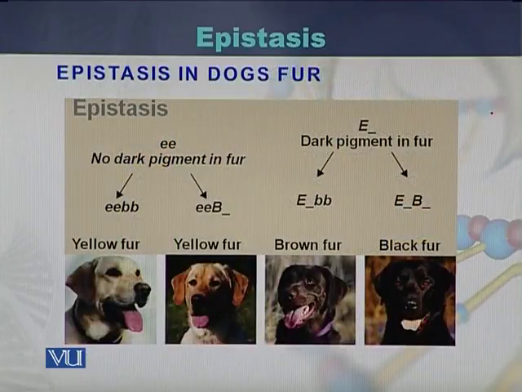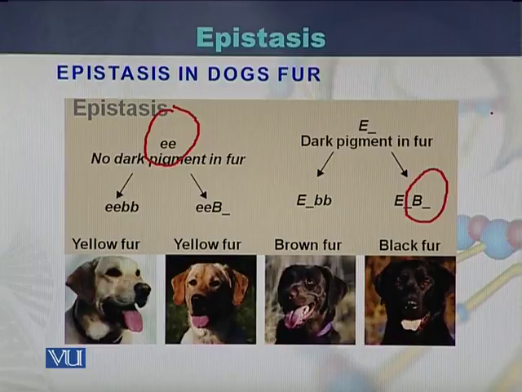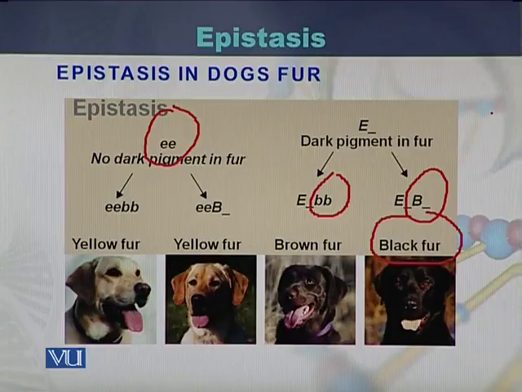Epistasis in dog's fur. There are two genes. One gene is in the recessive form, that is e, and the other gene can be dominant or recessive. If there is only the first gene's expression, like if that gene is dominant, the fur of the dogs will be black, and if that gene is recessive, then the fur of the dogs will be brown.